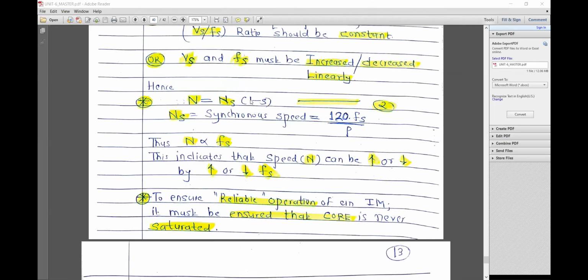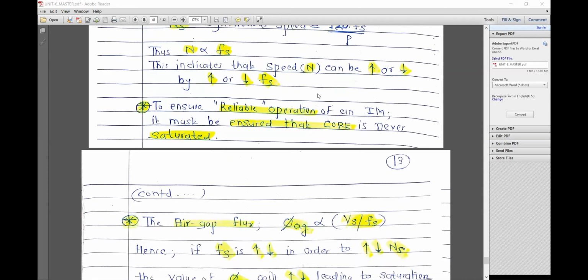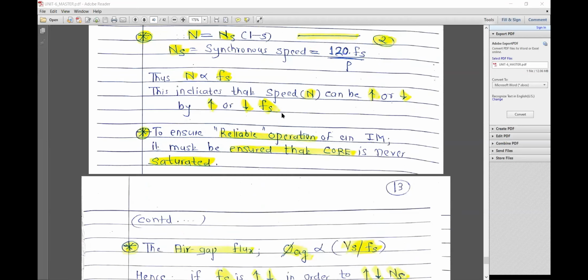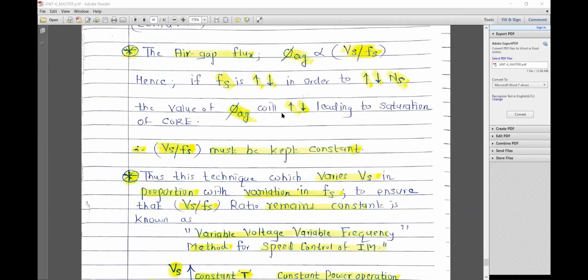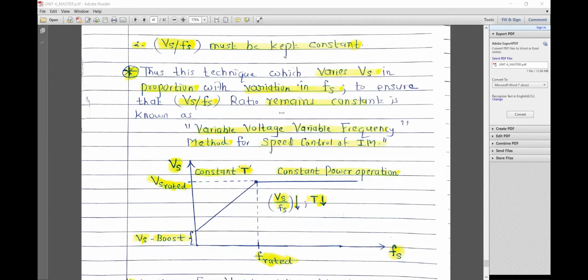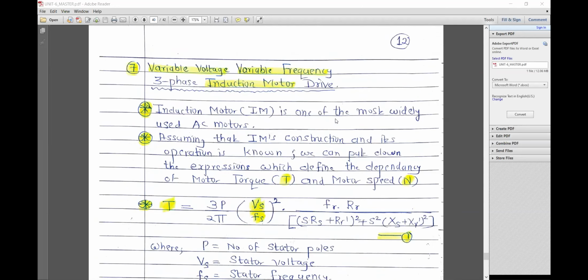This is what the induction motor manufacturers say. That is why I've said that to ensure reliable operation of an induction motor, it must be ensured that the core is never saturated. And if you want to avoid core saturation, the V by F ratio must remain constant. Is it clear, Chandan? Yes, sir. This technique, which varies Vs in proportion with variation in Fs to ensure that the V by F ratio remains constant, is known as the variable voltage, variable frequency method. Now you understood why this topic is called by this name, variable voltage, variable frequency.